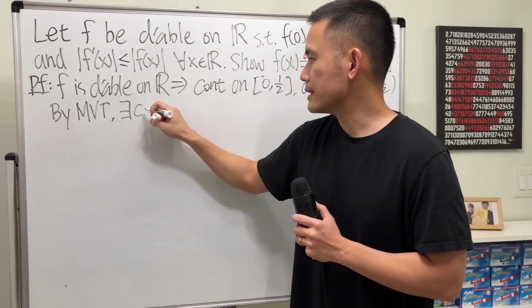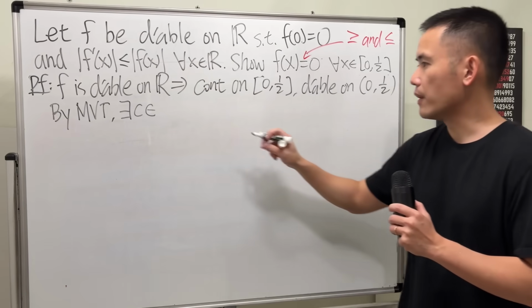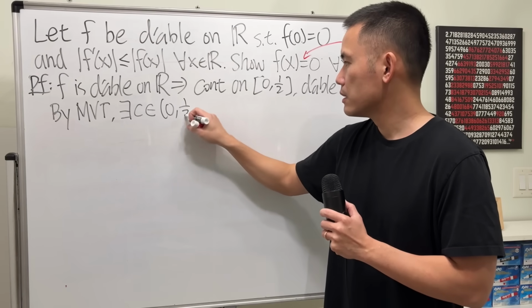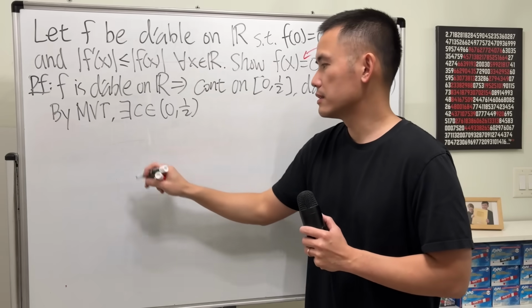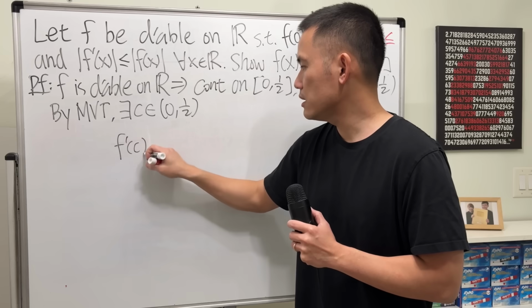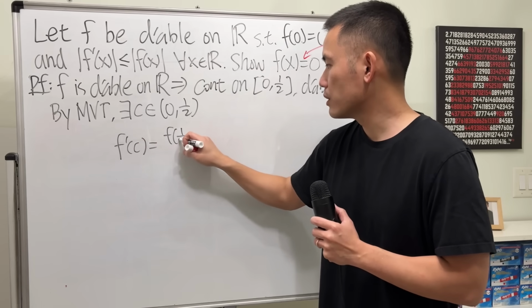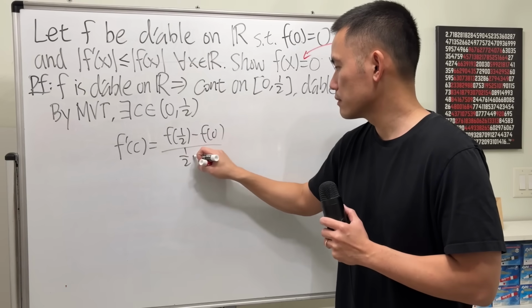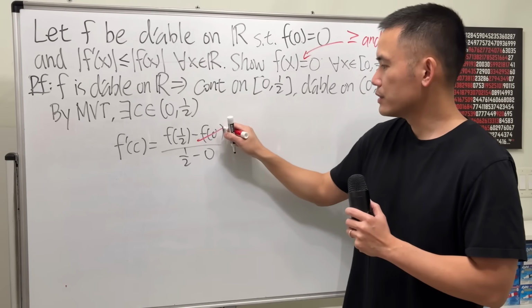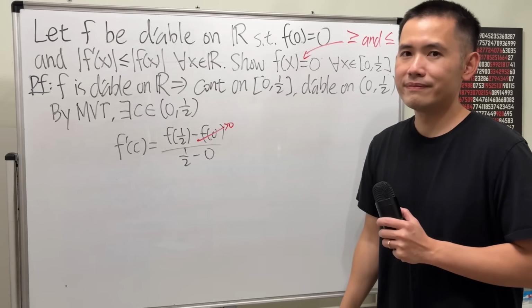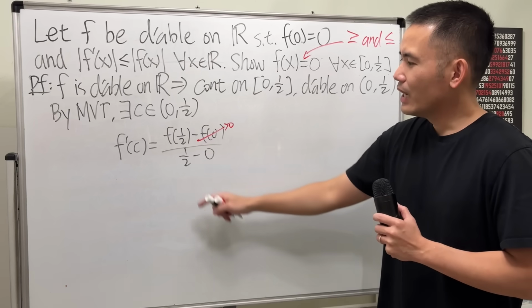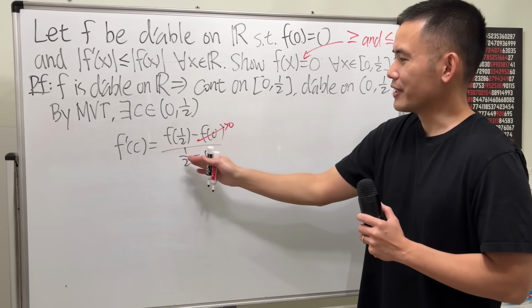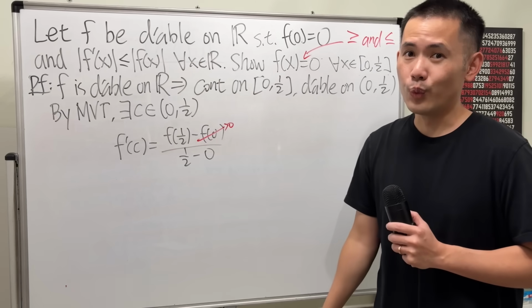There exists some number c on this interval such that, and this is the statement, the derivative at c equals the slope of the line between the endpoints. Okay, f of 0 is 0, but now what? This is just a number, and then I don't think we have a lot to work with, right?